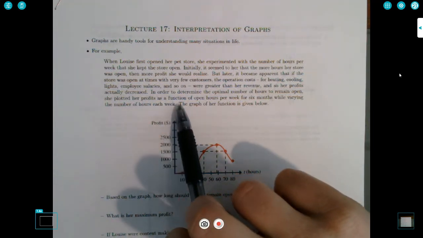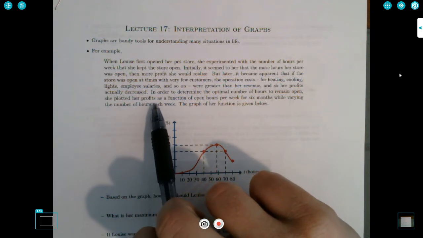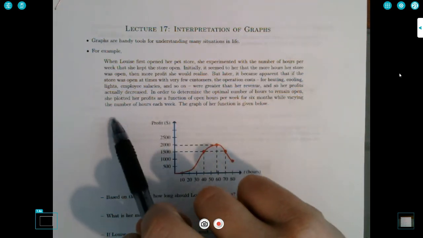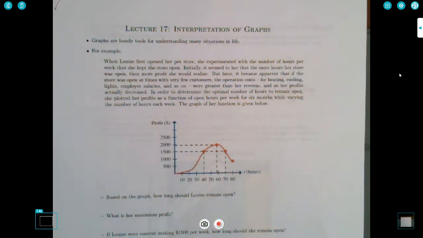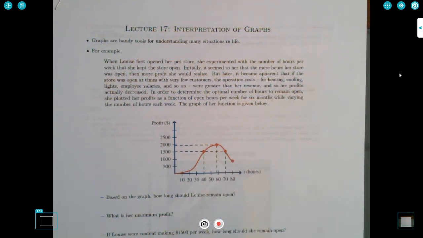So in order to determine the optimal number of hours to remain open, she plotted her profits as a function of open hours per week for 6 months, while varying the number of hours each week. So she did a little experiment. She changed up the number of hours that she remained open, and then she plotted those, and she got the following graph.